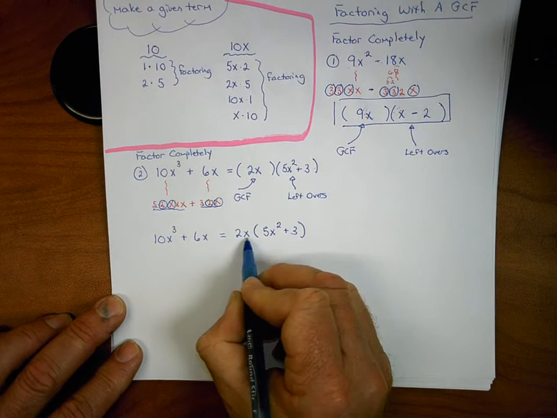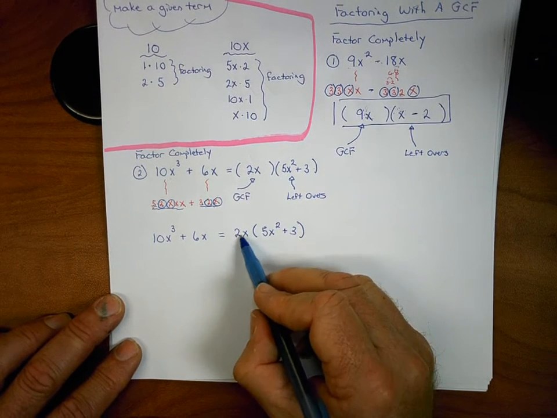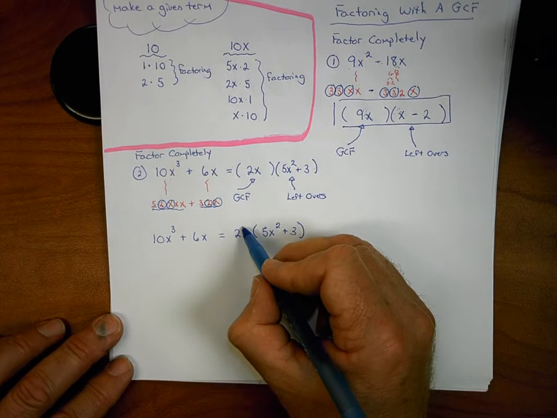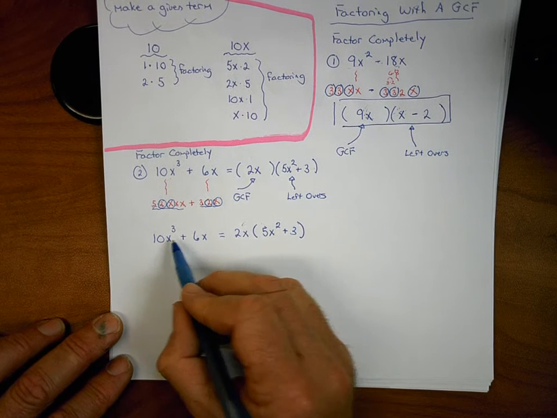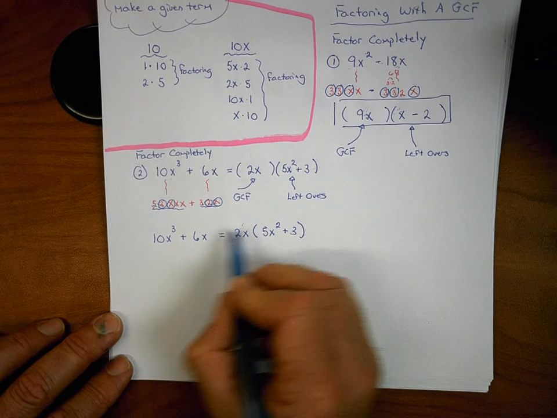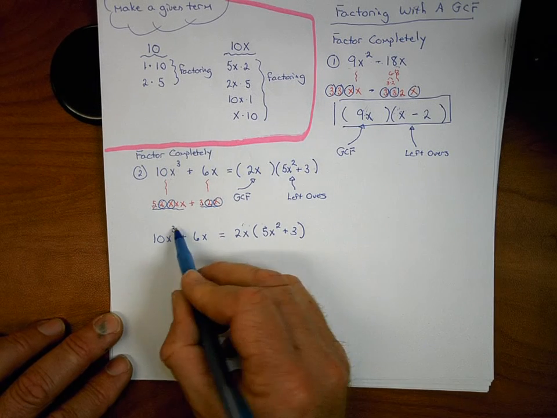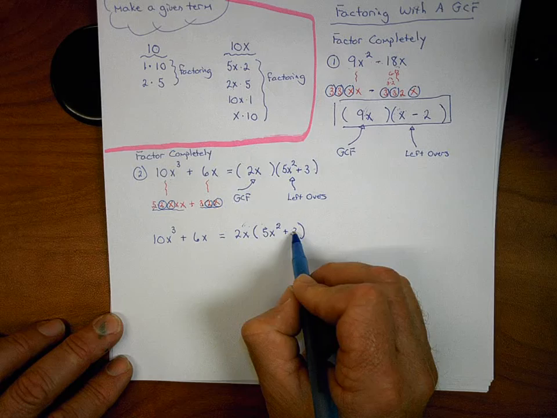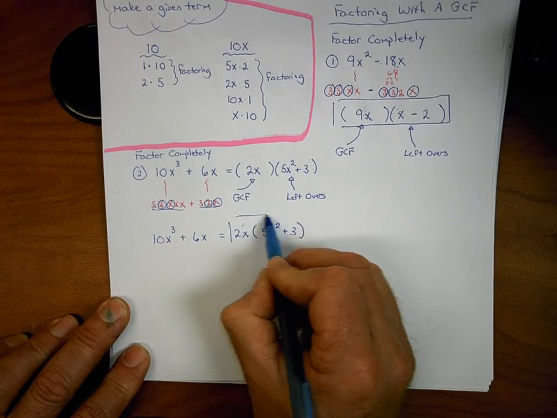Notice I didn't write the 2x in parentheses. You really don't need it because it's a monomial. It stands by itself. Is this correct? I don't know. Let me see. If I multiply this back out, would I get the original, the given term? 2 times 5 is 10. x to the first power times x to the second power is x to the third. That works. Multiply it this way. 2x times 3 is 6x. So that would be my factor right there. So that's how we factor.